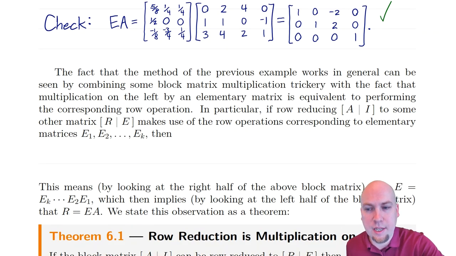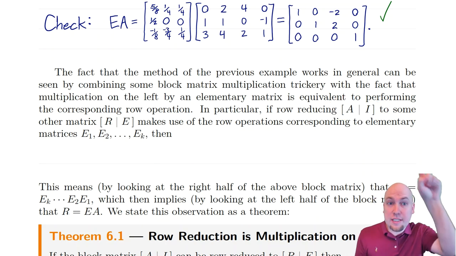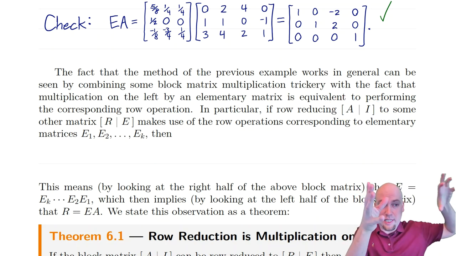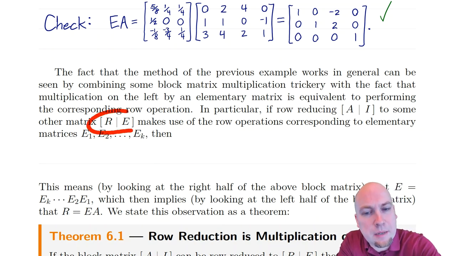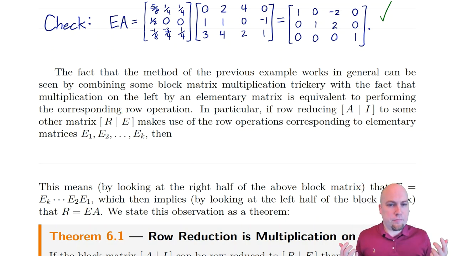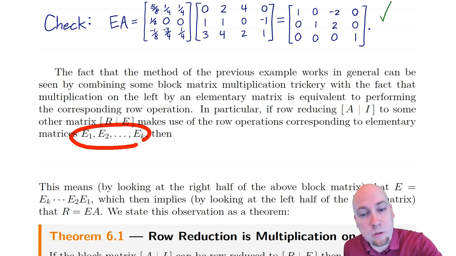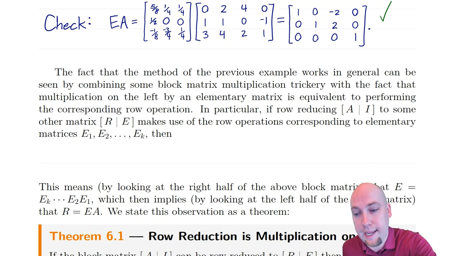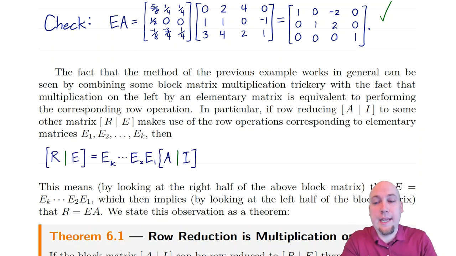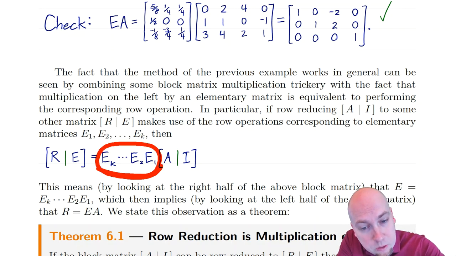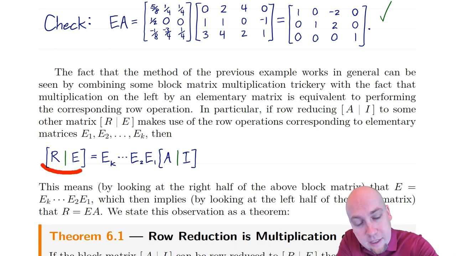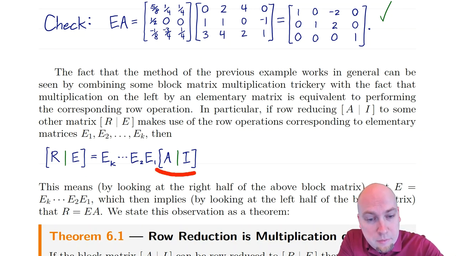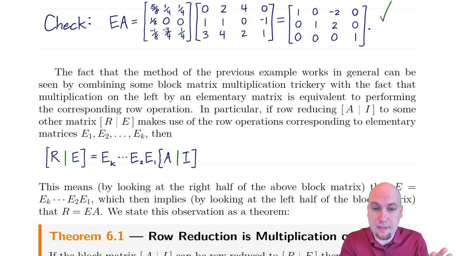And here's how it works. I'm going to start off with this matrix A augmented with the identity, just like what we did in the previous example. You augment with an identity matrix on the right, and then you row reduce it to some other matrix. I'm going to call whatever you get on the left R, and whatever you get on the right E. The elementary matrices corresponding to the row operations that I used for the row reduction are E1, E2, up to EK. So what I'm claiming is that I used these elementary row operations to turn A augmented with I into R augmented with E, a row reduced form of A augmented with I.